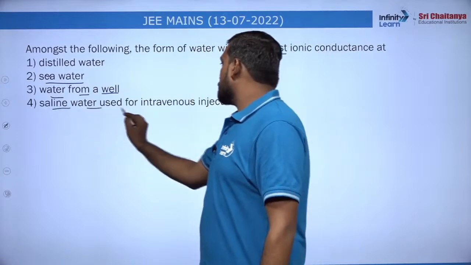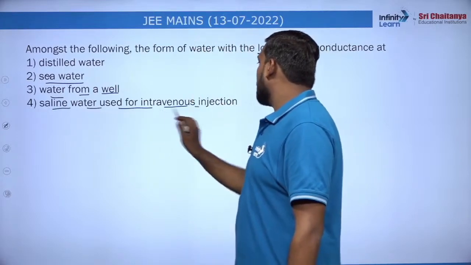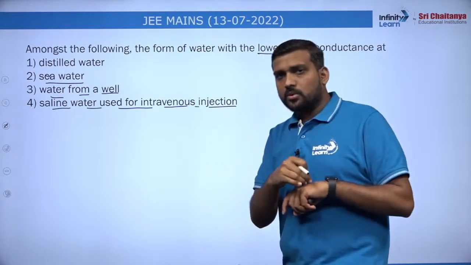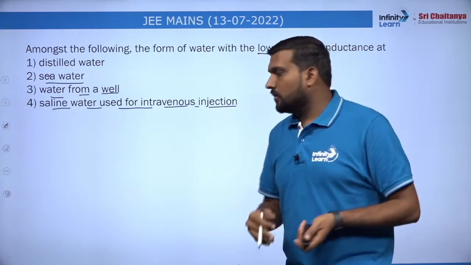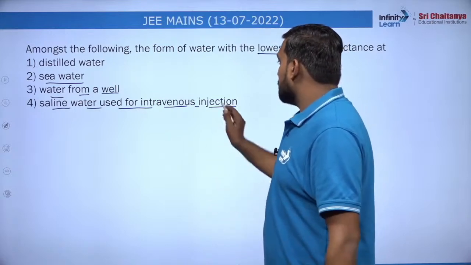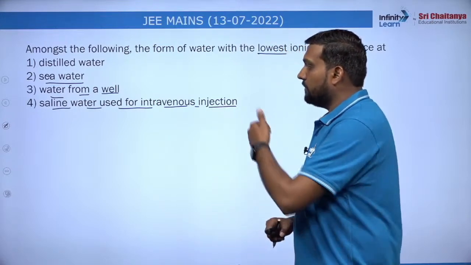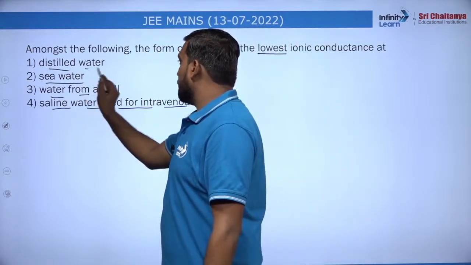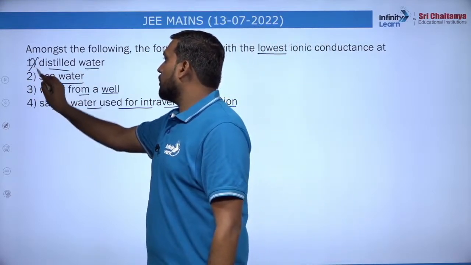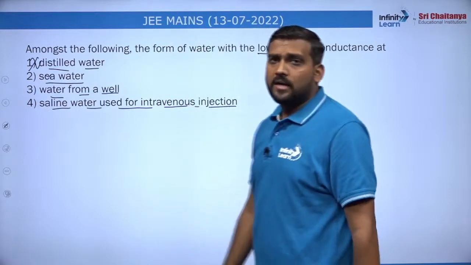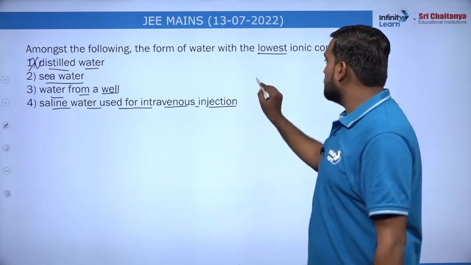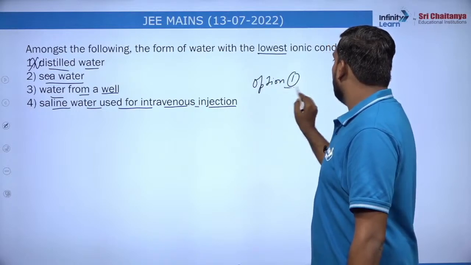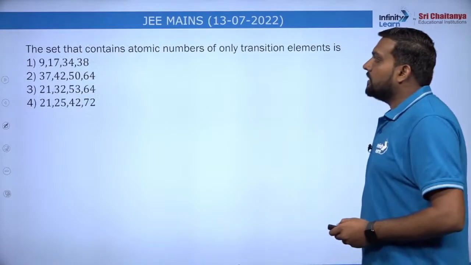Saline water we use for the intravenous injection. So these are basically used to give you the saline when your body needs that. Okay, so it is also a good conductor, because it contains salt and electrolyte particles. But distilled water, which is pure H2O, is not a good conductor. Okay, it's a very bad conductor of electricity, and the correct answer will be the option number 1. Going to the next question.